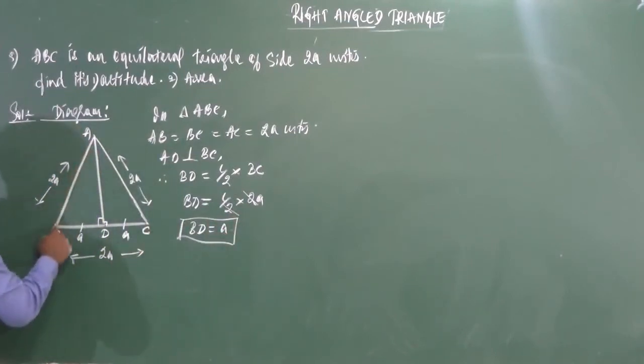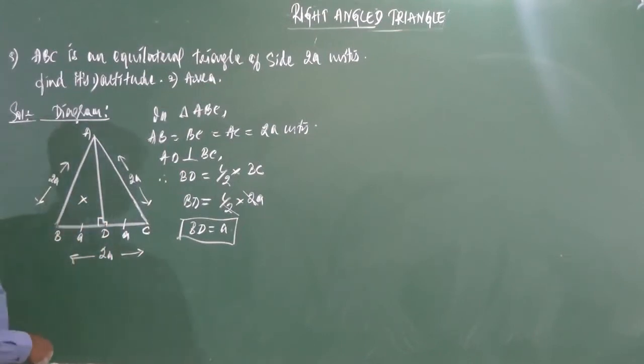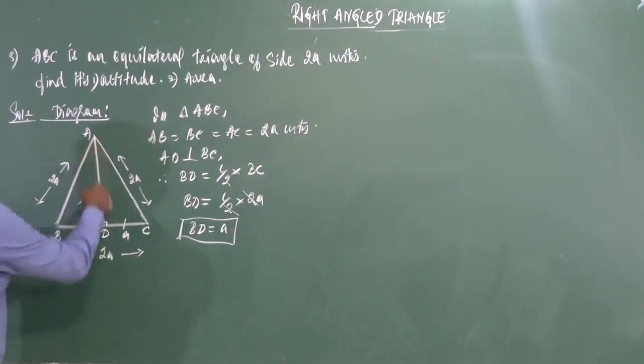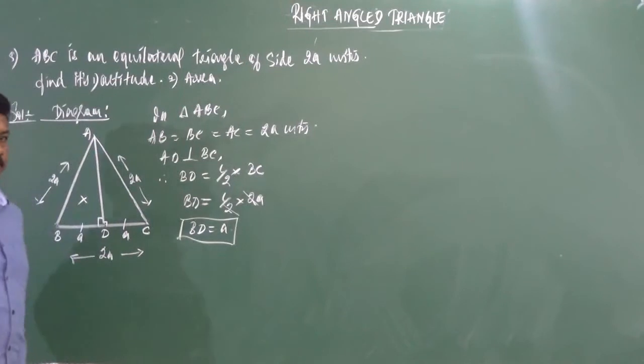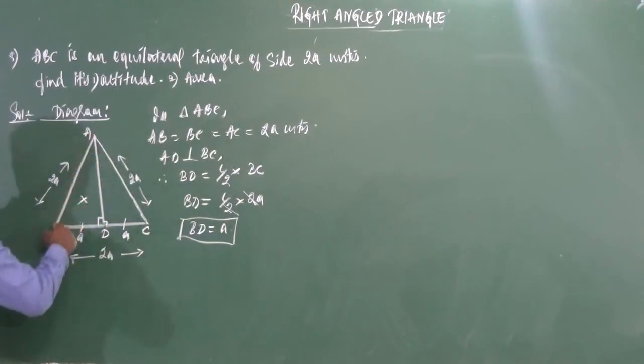So in triangle ABD, which is a right angle triangle, we will apply Pythagoras theorem to this. So we know the two sides and we can easily find out the third side. I hope you will do it as a homework. Right? So in triangle ABD, select this. Angle D is equal to 90 degrees.